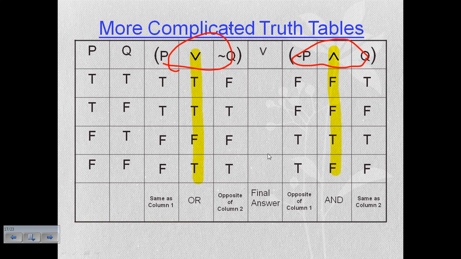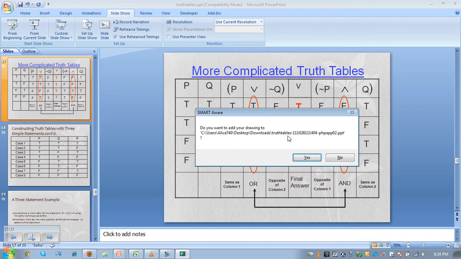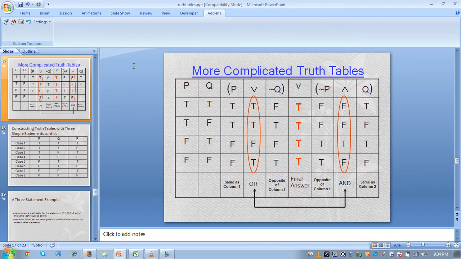So now I want true or false, true or false, true, false or true, true or false. Well, for an or, you only need one of them to be true. So in this case, let me see if I can get this to cooperate. I didn't think so. Sometimes that happens.